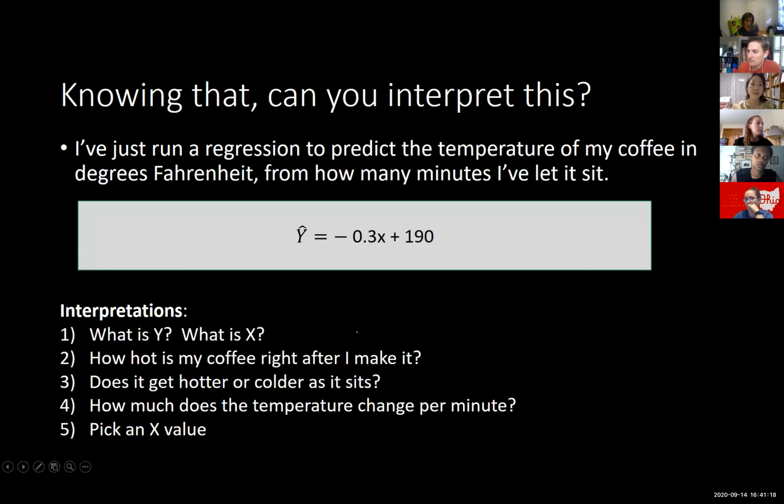This next one is based on what happened to me this morning, which is a regression predicting the temperature of my coffee in degrees Fahrenheit from how many minutes I let it sit still and didn't drink it. It's the same basic question, just with slightly different numbers and different Y and X values. I'm going to give you 2 minutes to work on it on your own, and then I'm going to put you in groups together to go over the answers that you have thus far and to help one another through that logic. So your 2 minutes starts right now.